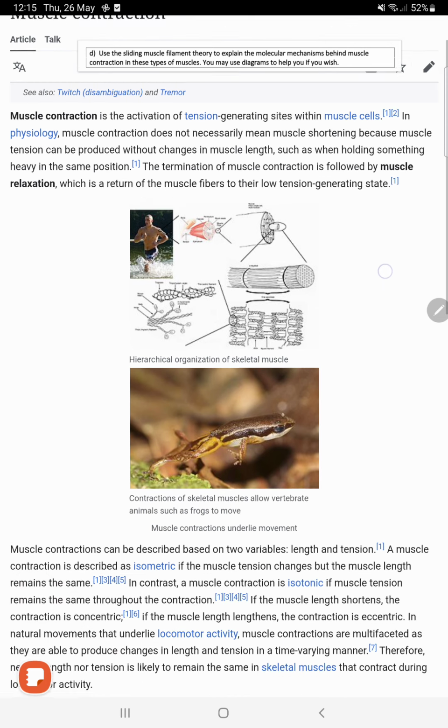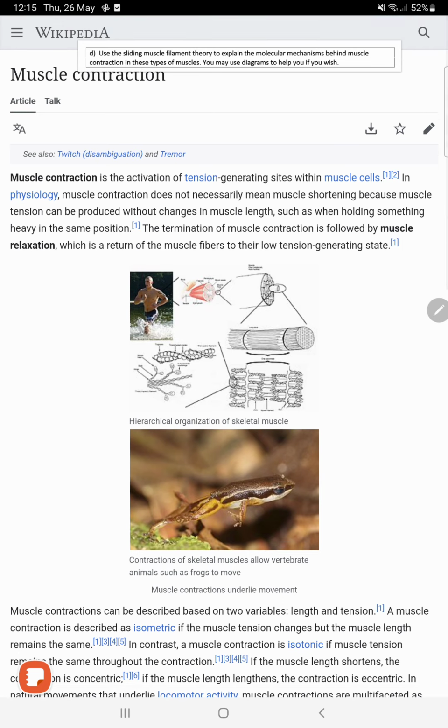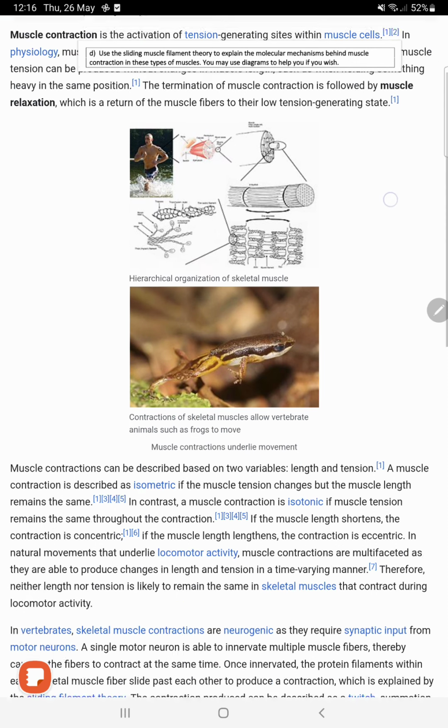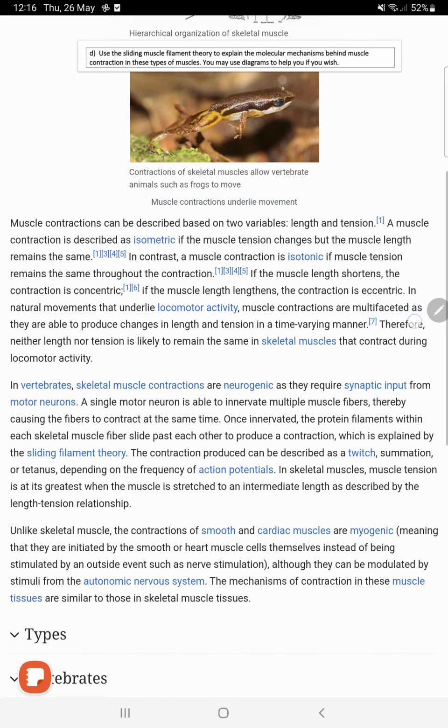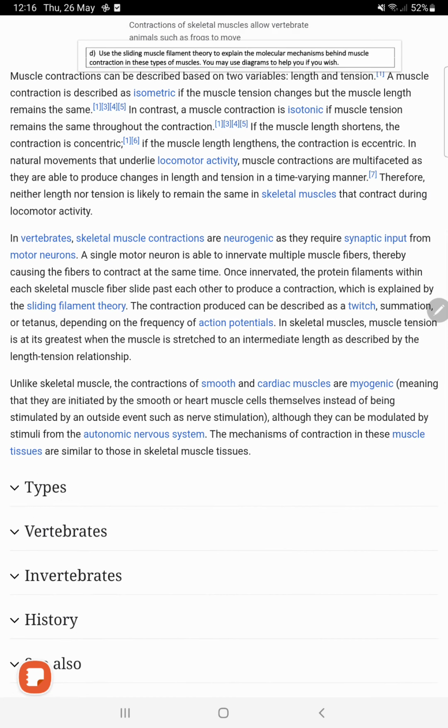So then you would read this, keeping our question in mind, which is here, to explain the molecular mechanisms behind muscle contraction. So what I would do is I would actually break it down and say, what is it? So there's the definition of muscle contraction. And let's see, are they going to highlight for us?